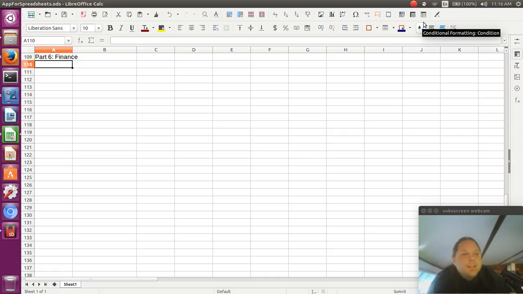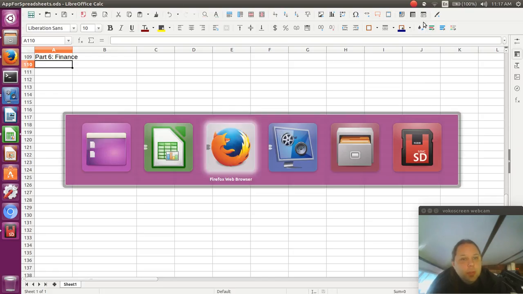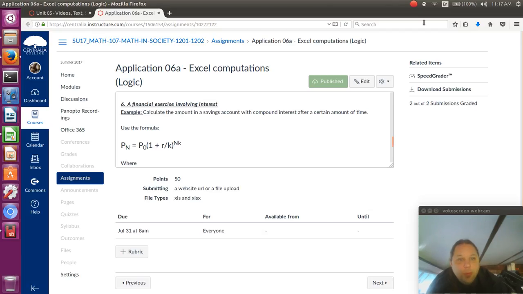I'm going to show you now how to do an example of a finance exercise involving interest with a spreadsheet. So I'm going to start by getting the example that I have in Canvas. So this is the formula we use to calculate the amount in a savings account with compound interest after a certain amount of time. That's the formula, and you'll recognize it as a growth model.